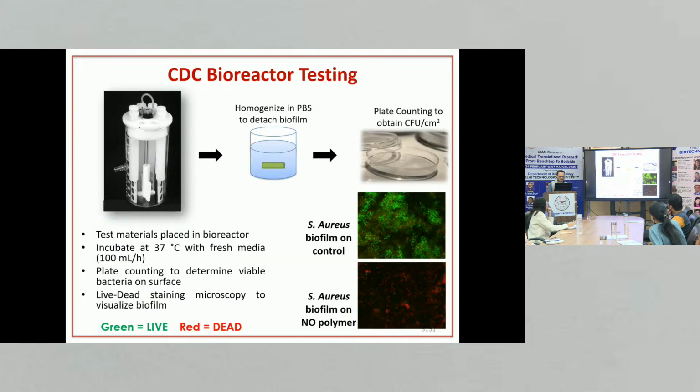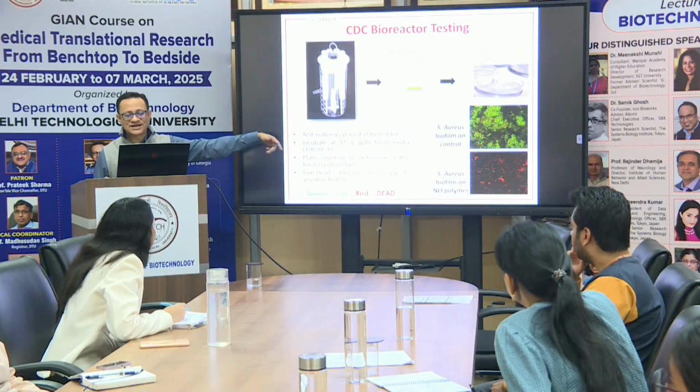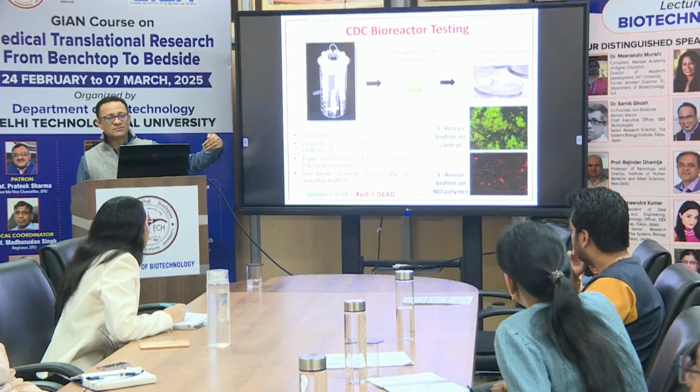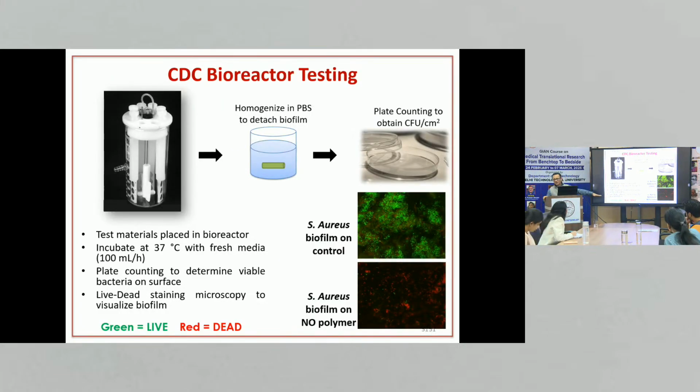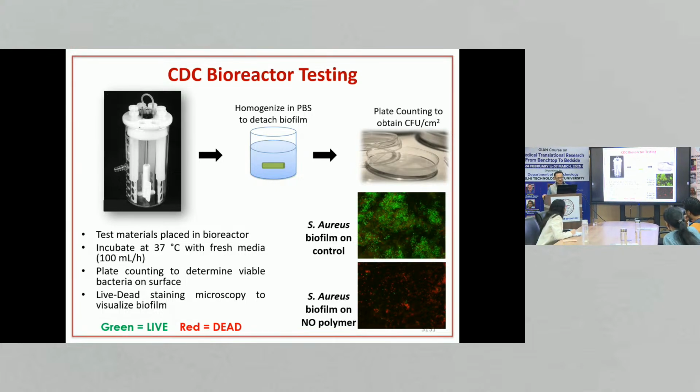This is an example showing live-dead staining of bacteria. The top one is a control film. The bottom one is our nitric oxide film. We will talk about it next week. But you see a lot of green, a lot of red, live versus dead bacteria.